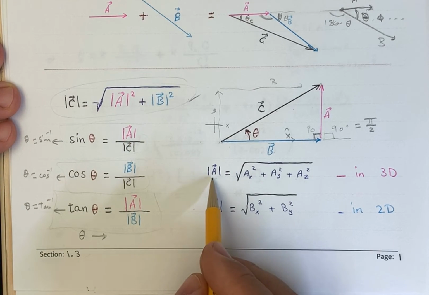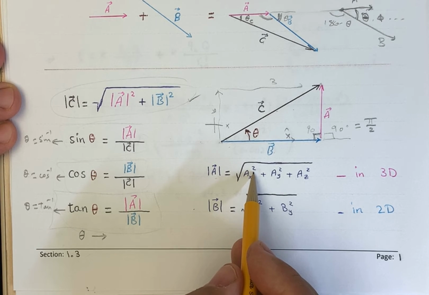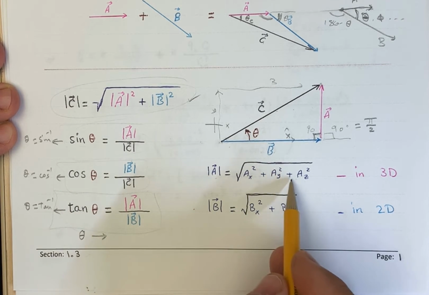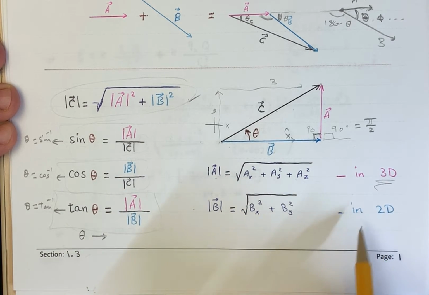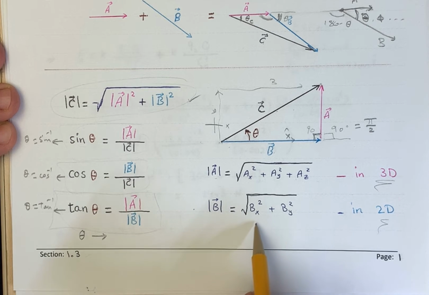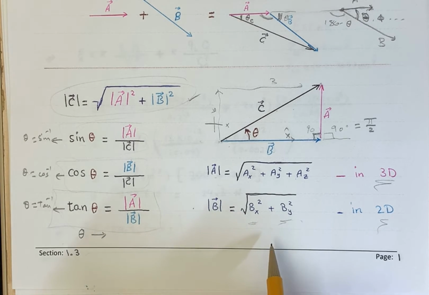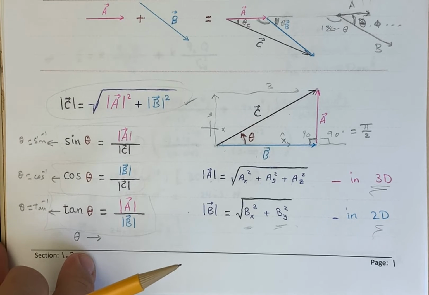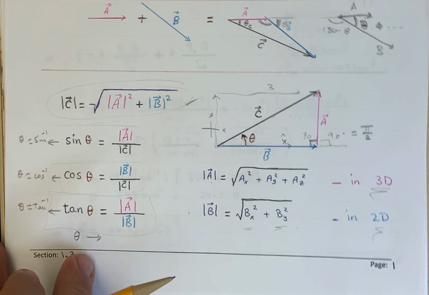What about the length of A? It's simply the x component squared plus the y component squared plus the z component squared if we are in 3 dimensions. But if we are in 2, just 2 components, if it is x and y, or x and z, or y and z. So this is the summary of important vector identities. We need to use them in the problems.